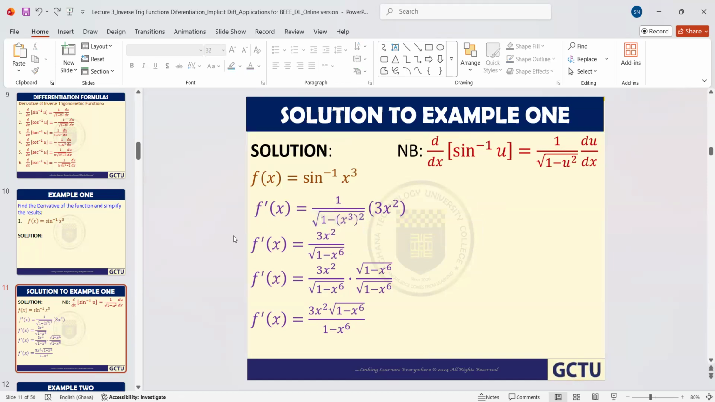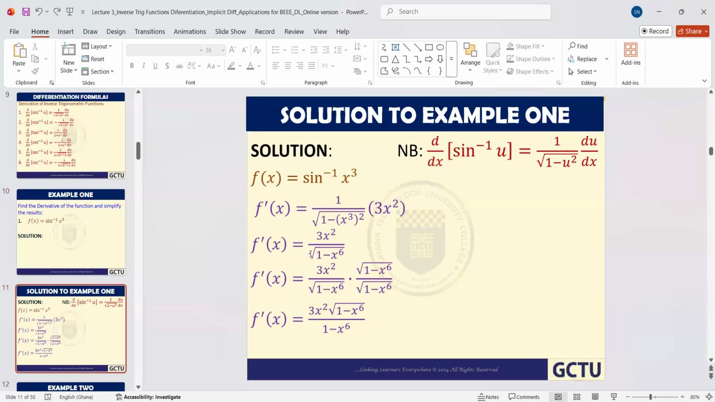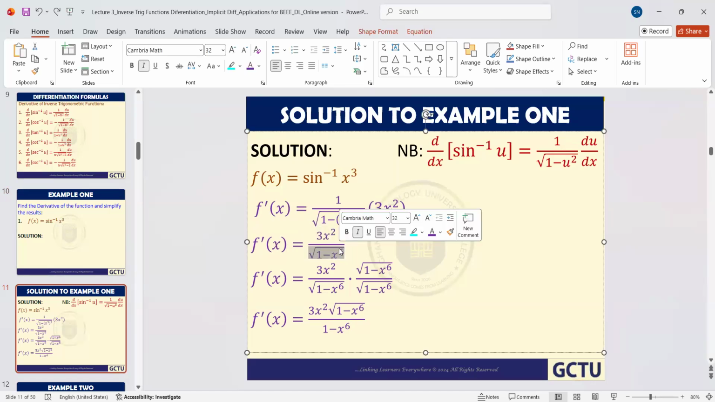Now, please, if you follow, the question says that first of all, find a derivative and then simplify. Sometimes when we solve a problem, we don't want to get square roots in the denominator. So you don't stop here. We want to get rid of the square root sign in the denominator. What do we do for that? We multiply and divide by exactly the square root here.